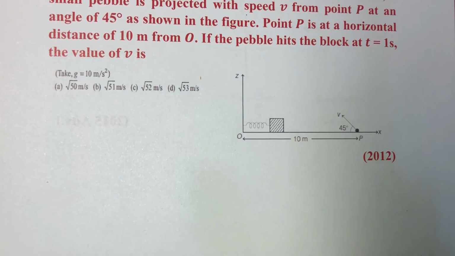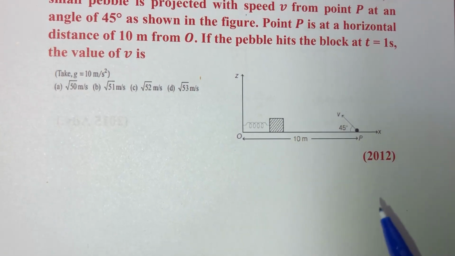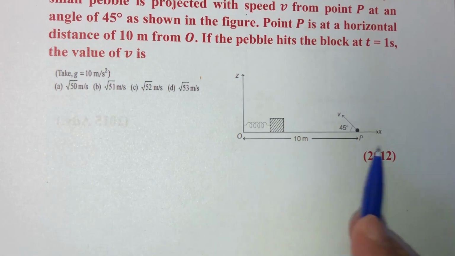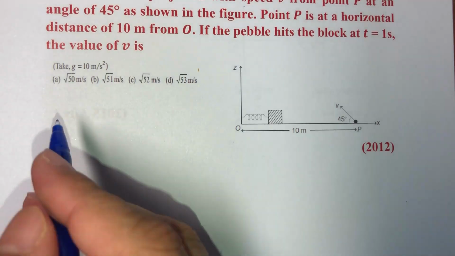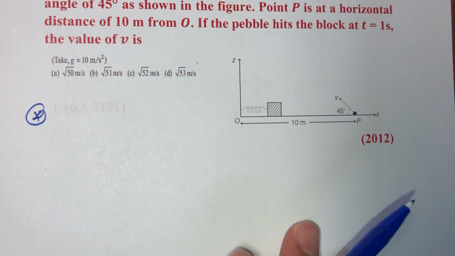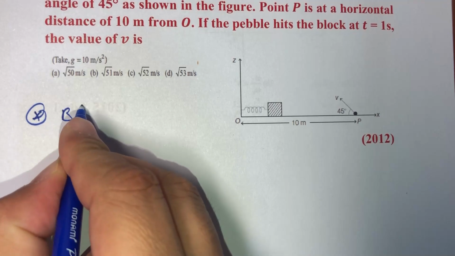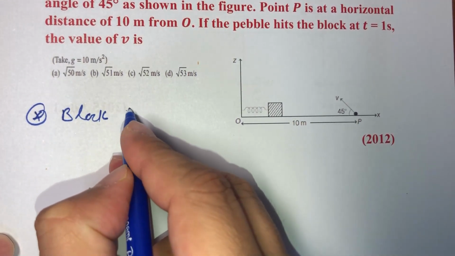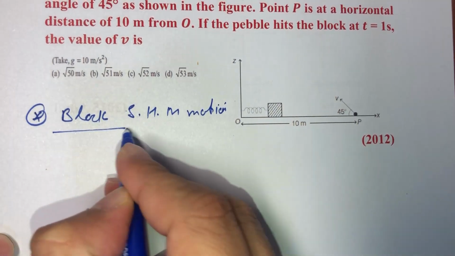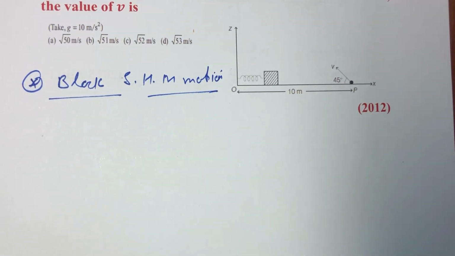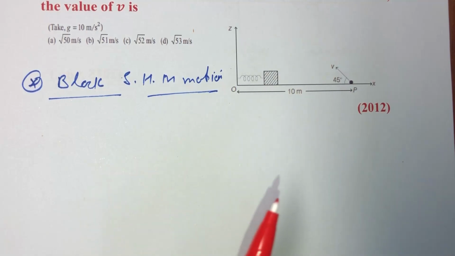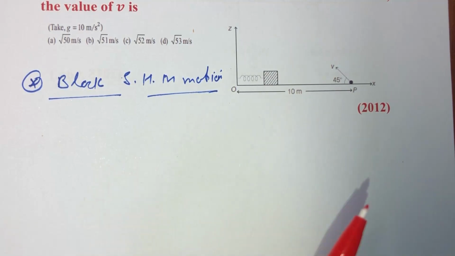Okay, so this is a combination of the projectile motion as well as the SHM. We are going to start with the SHM and then we are going to shift to the projectile motion. So we know that the block is in SHM motion, and we know that the equation for the displacement of the block, which is in SHM, is given as x equal to a cos omega t.